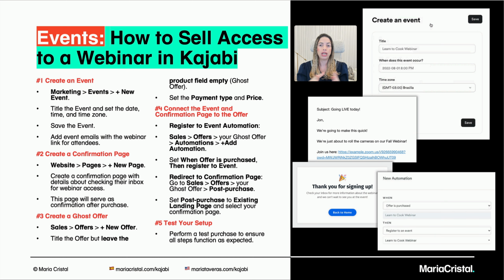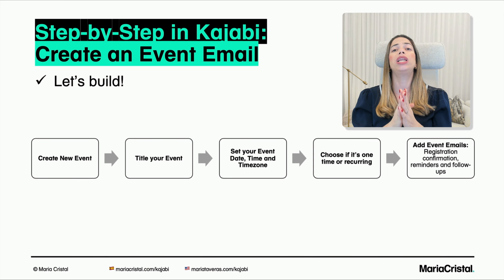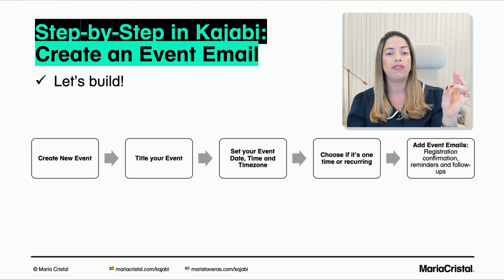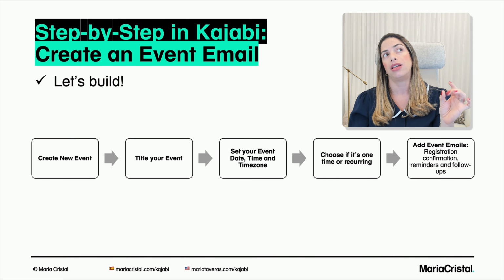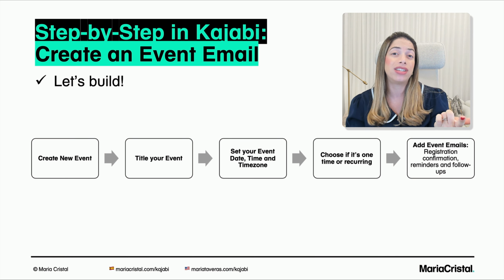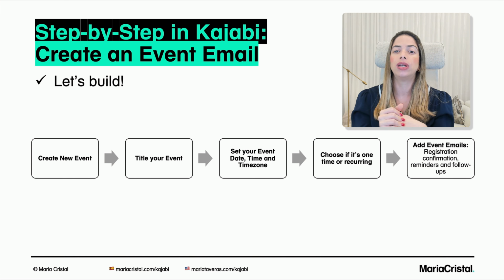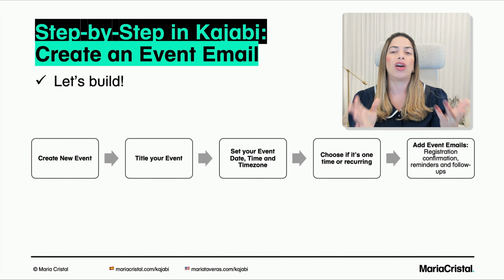And we're going to do one example now, and then connect that to an automated offer. So when people pay, they purchase from you. What do we need to do inside Kajabi? Create our event, title that event, set the date, the time, and the time zone. Define if it's one time or recurring, if you're doing an evergreen webinar, for example, and I have trainings on that as well. And finally, add all the emails.